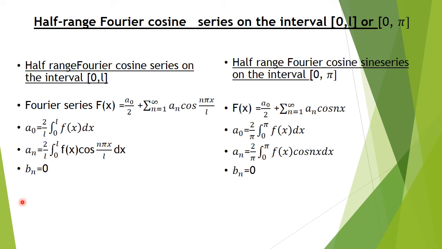Similarly, for half range Fourier cosine series on the interval 0, L or 0, pi, you will simply write f of x equal to a naught by 2 plus sigma n equal to 1 to infinity a n cos n pi x by L, if it is the interval 0, L. And a naught by 2 plus sigma n equal to 1 to infinity a n cos nx if it is 0 to pi. We don't write b n because b n is equal to 0 when we discuss Fourier cosine series. Okay. So in the last slide, I'll give you some formulas.